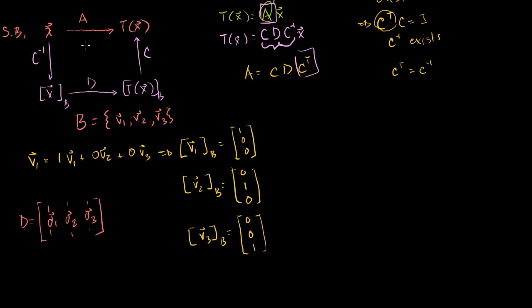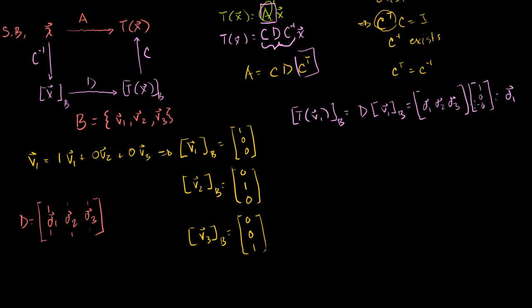So what is the transformation of v1 represented in B coordinates? That's going to be equal to D times the representation of v1 in B coordinates, which is equal to D1, D2, D3 times this guy, right? This is the representation of v1 in B coordinates. So times 1, 0, 0. Well, that just equals D1. We've seen this in the past. So if we want to figure out what D1 is, it's just the transformation of v1 in B coordinates.